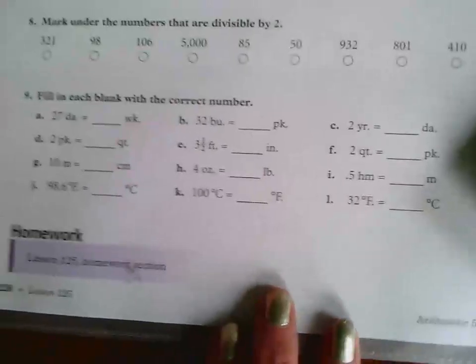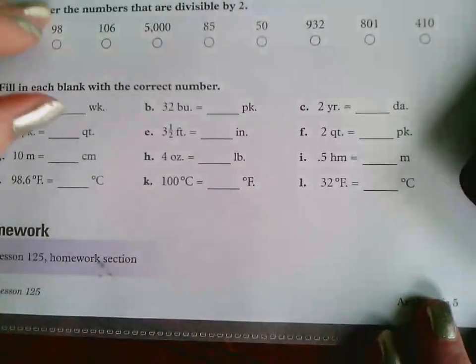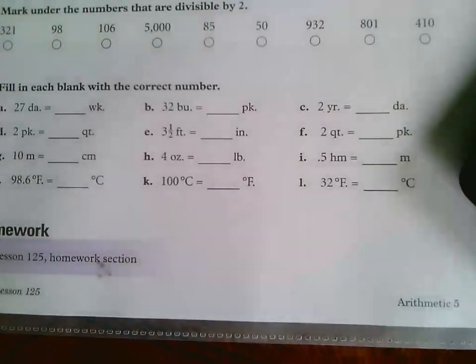And the last section, number 9, fill in the blank with the correct number. Do you have to show your work, 1, 2, 3, easy as 1, 2, 3? You don't have to if you can do it in your head because they don't give us space to do it. So let's see if we can do them in our head.